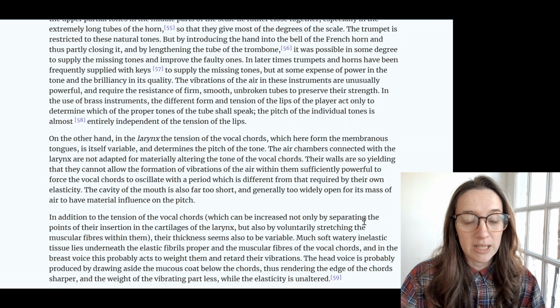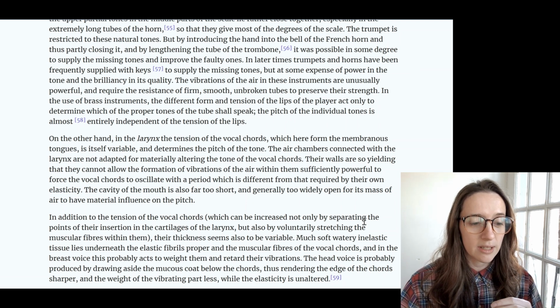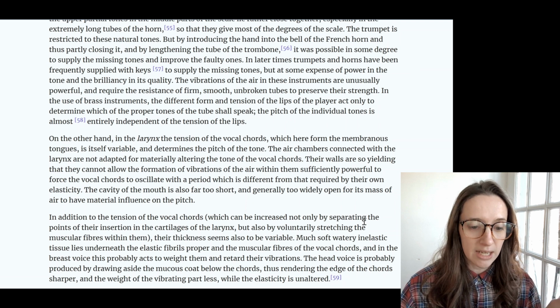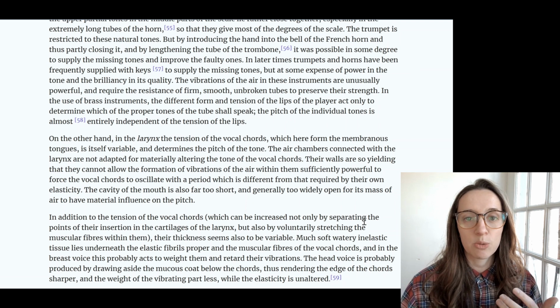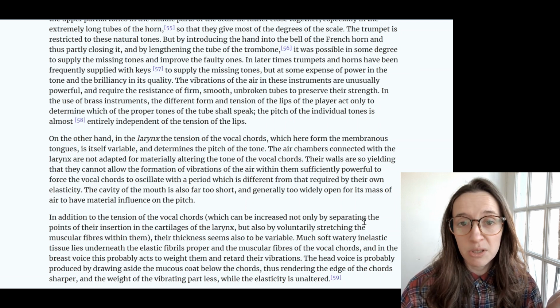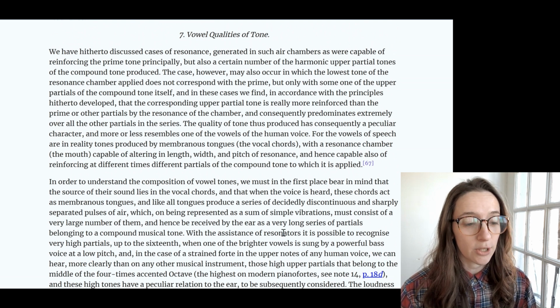Now, for your voice, we change all of that all the time, not just the tension of the chords, but how thick they are, the size of the resonating chamber. All of that is elastic, all of that is changing, and that's why your voice is so much more agile in terms of the quality of sounds you can make than any other instrument. Case in point, vowel qualities of tone.